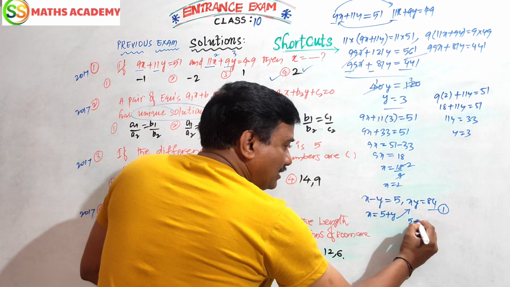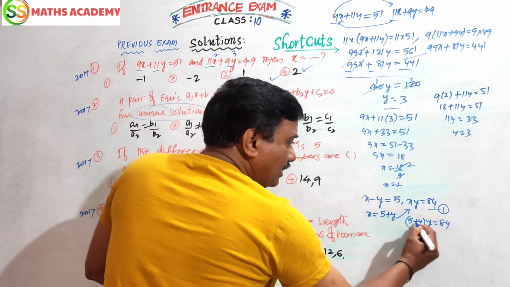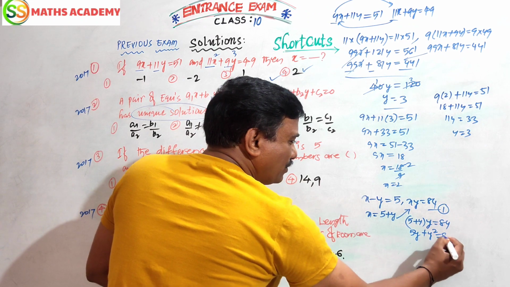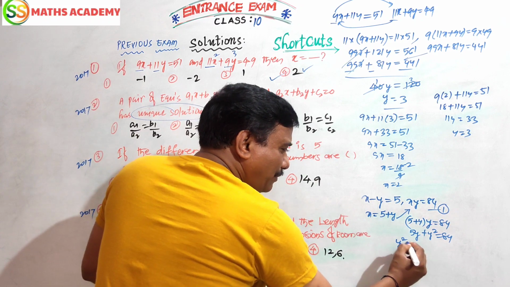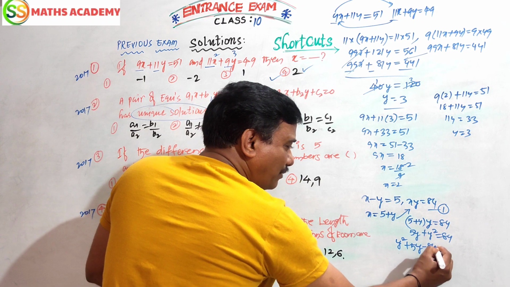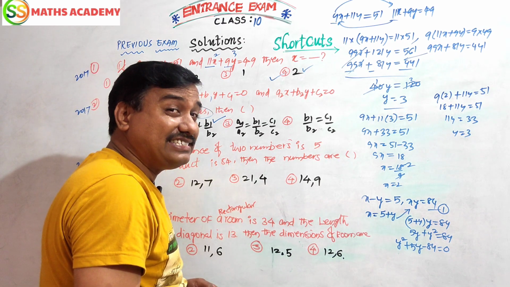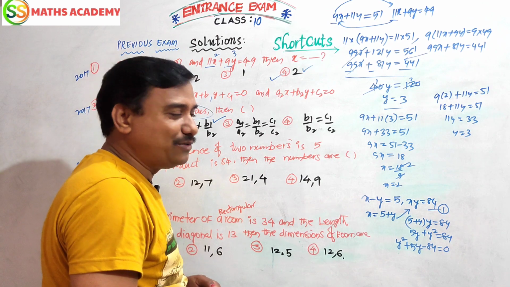Here (5 plus y) into y is equals to 84. 5 into y is 5y, y into y is y square, equals to 84. The 84 converted to the left side, it becomes a quadratic equation in terms of y. y square plus 5y minus 84 is a quadratic equation. Based on polynomial knowledge, we are going to solve this.